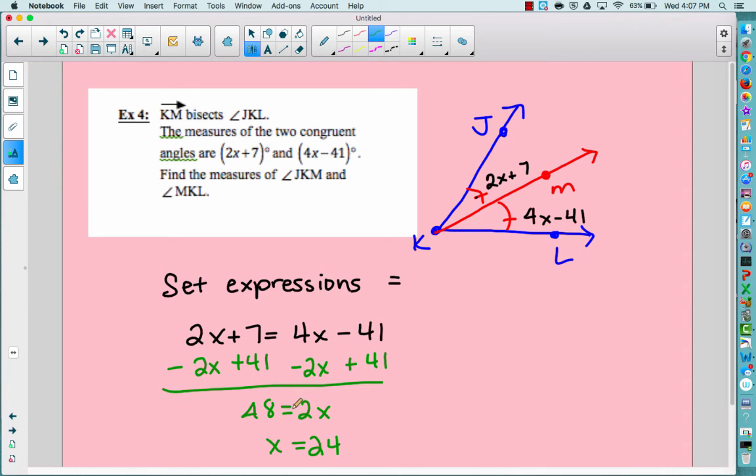I go back to the question. The question says find the measures of angle JKM and MKL. JKM and MKL, they're equal, so I just have to find one. I decided to plug my x value into this one because it seemed a little bit easier. The numbers were smaller. And I got 2 times 24, which is 48, plus 7 gives me 56 degrees. So JKM is 56 degrees and MKL is 56 degrees.